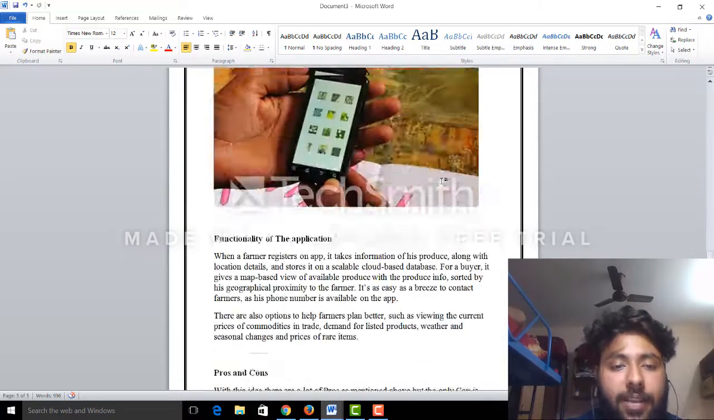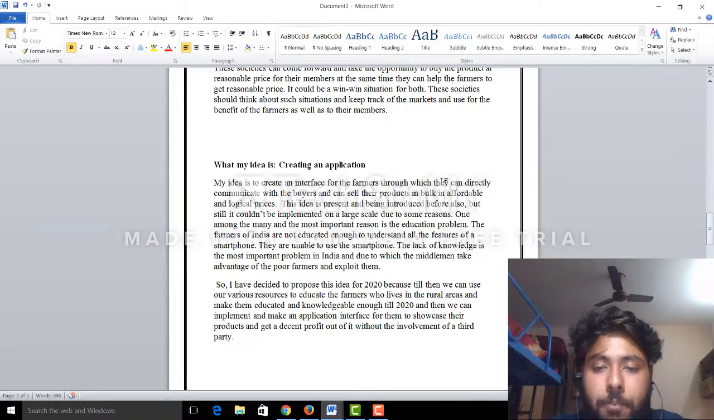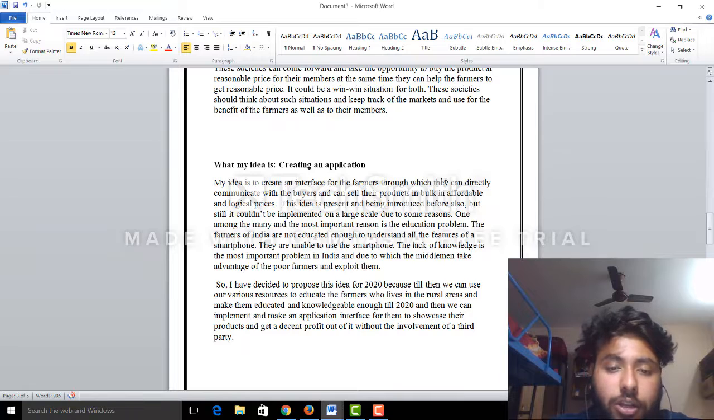So what my idea basically is, I have decided to make an application. My idea is to create an interface for the farmers through which they can directly communicate with the buyers and sell their products in bulk at affordable and logical prices. This idea has been introduced before also, but still couldn't be implemented on a large scale due to some reasons. One of the most important reasons is the education problem.